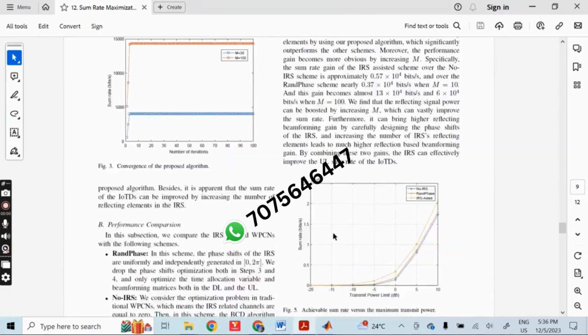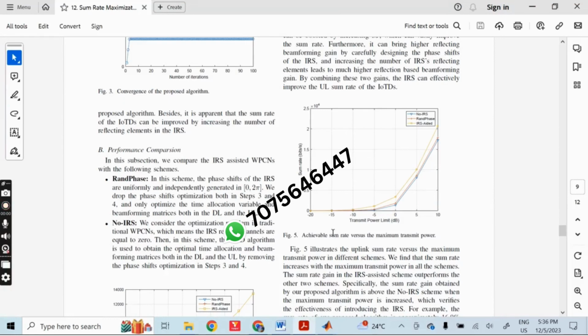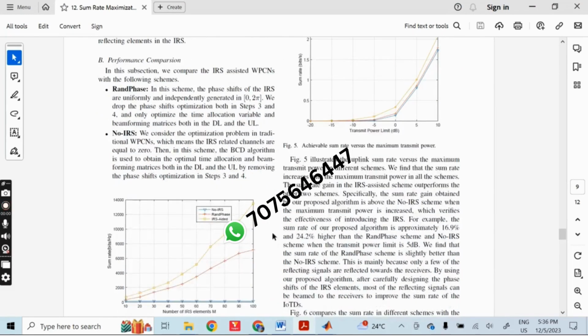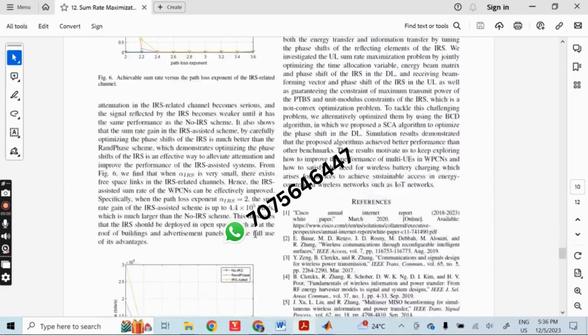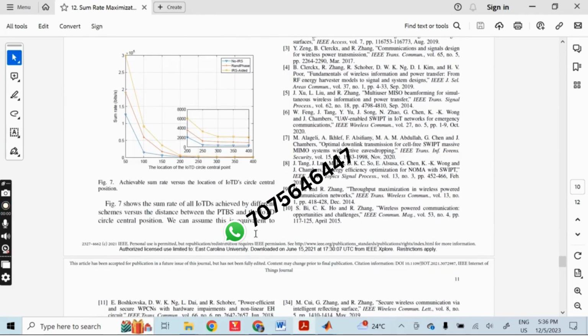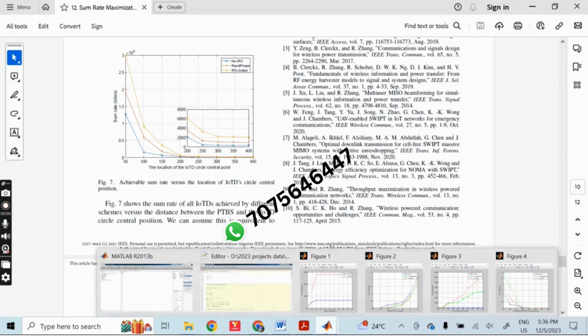And for the outputs, the X label is transmit power limit and the Y label is sum rate analysis in bits per second. This is the first graph, and the second, third and fourth. So these are the four graphs. They show the signal to noise ratio, that is the sum rate and bit rate analysis. So let's see the outputs.